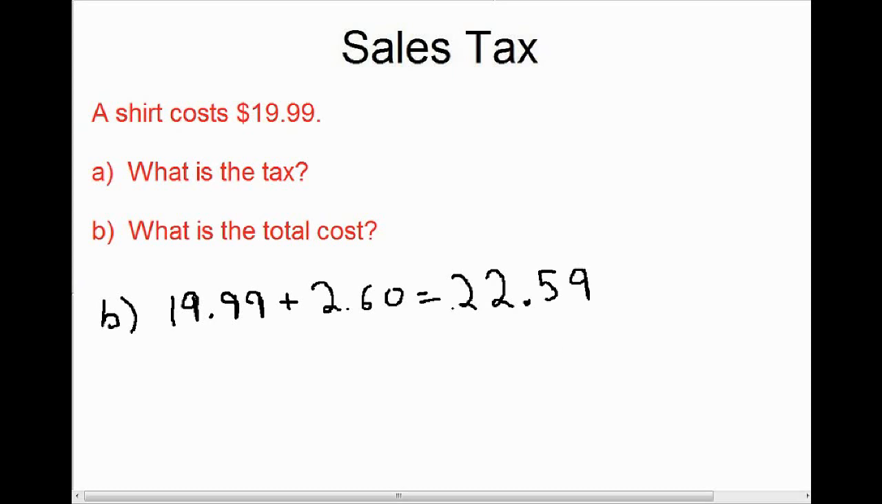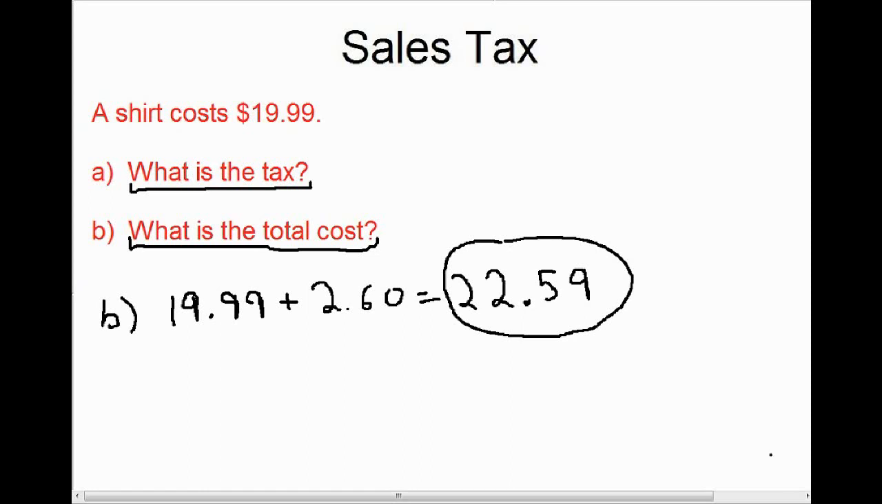So there we've calculated how much this shirt will cost when we go to pay for it after taxes. We started by calculating the tax, which was 13% of the original cost here, which is 19.99. And then we got the total cost by adding the tax to the original cost. So we found the tax was $2.60. We added that to $19.99 for a total cost of $22.59 for this shirt.